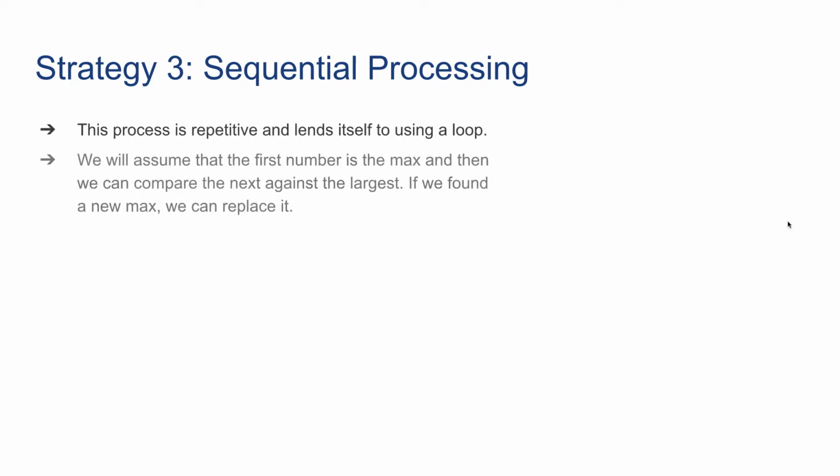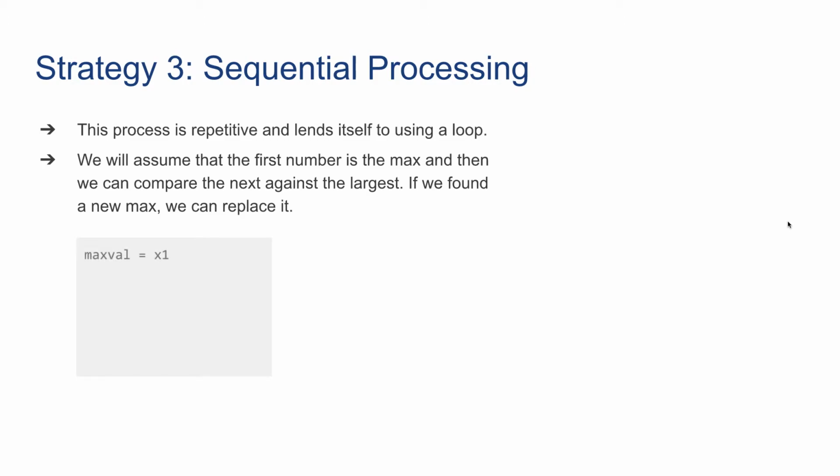Strategy 3, sequential processing. This process is repetitive and lends itself to using a loop. So we will assume that the first number is the max, and then we can compare the next against the largest. If you find a new max, we can replace it.